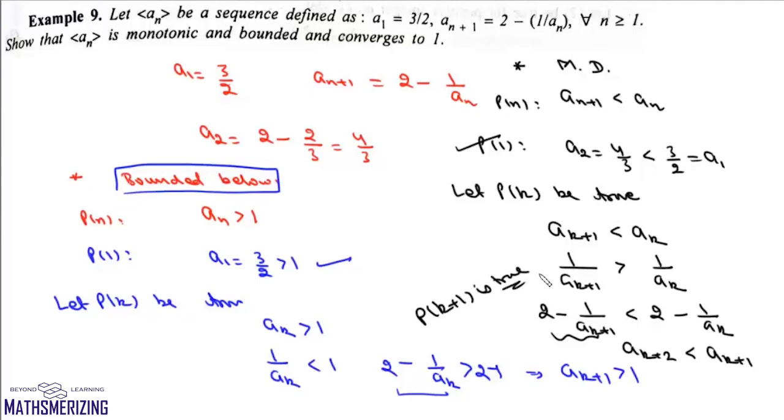So from mathematical induction we can say that this sequence is a monotone decreasing sequence. So the sequence is bounded below and it is monotone decreasing. Then we can say that this sequence is a convergent sequence. Now we need to find the limit of convergence. Now suppose the limit is L. We can write L equals 2 minus 1 by L. Now this is L square minus 2L plus 1 equals 0. That is, the value of L is 1. So this sequence converges and it converges to 1.